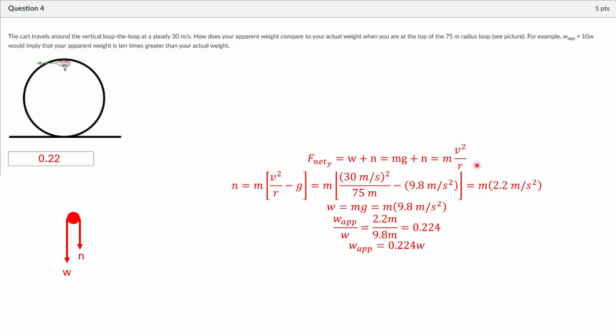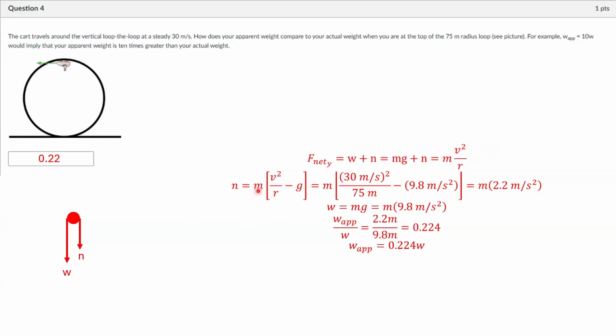Okay. Well, I can solve for n. Why would I want to solve for n? Well, because weight isn't my apparent weight. My apparent weight comes from the contact force supporting my weight. Well, there's only one of those. It's the normal force. So normal force is what I want to solve for if I want to solve for my apparent weight. Pull the mg across, and I would get mv squared over r minus mg.